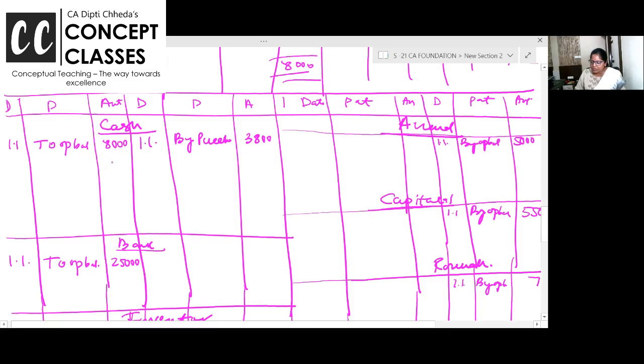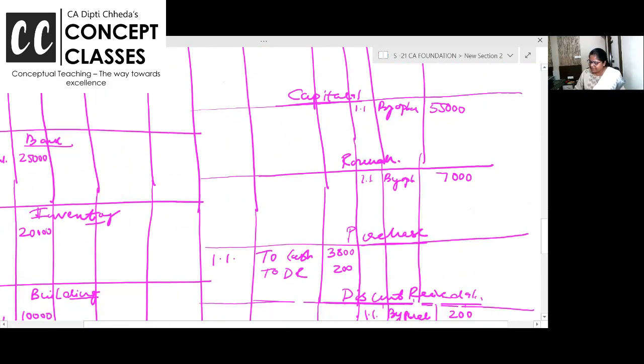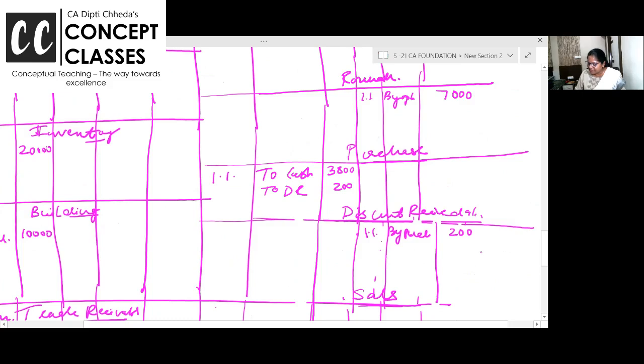Cash account is credited with 3,800. Discount received is credited 200 and purchase is debited 4,000. Unless the dual aspect is clear, don't move ahead. Okay, going to the next transaction.